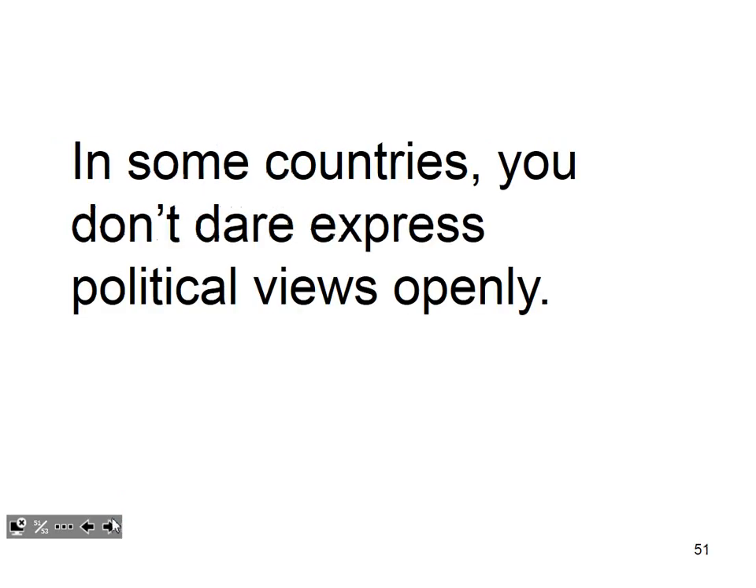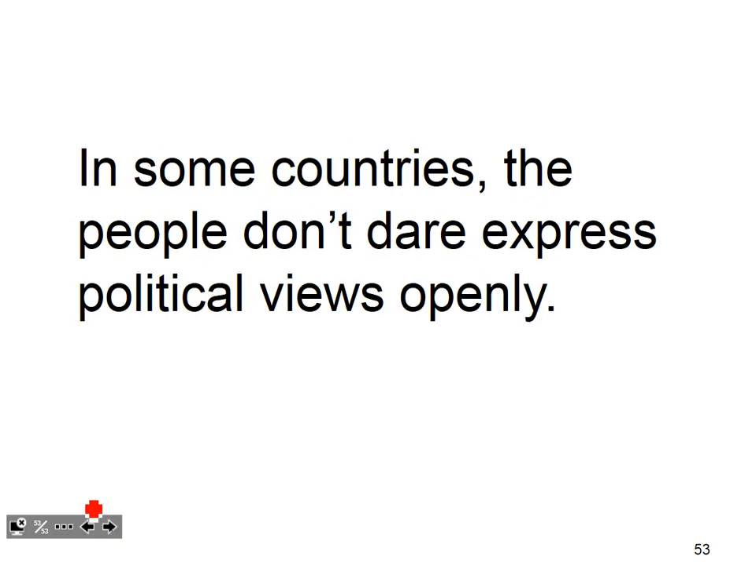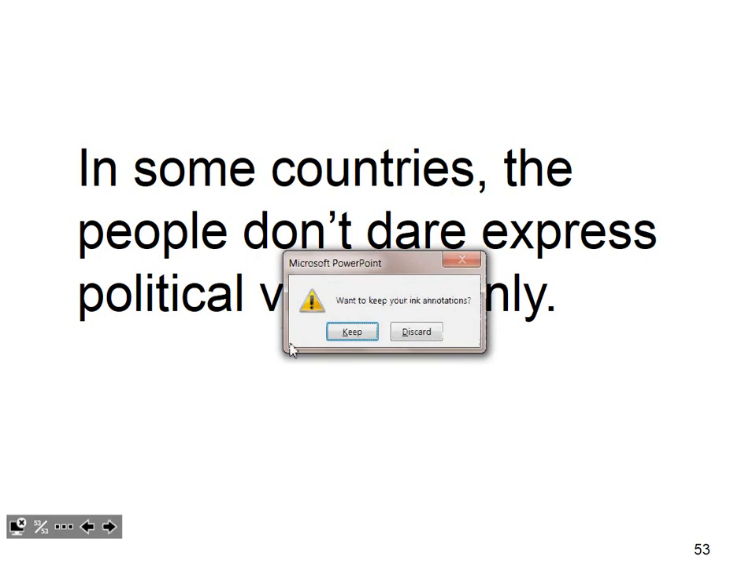And the last example of indefinite reference, in some countries, you don't dare express political views openly. So this word you is unnecessary. And to make it clear for the sentence, you can rewrite the sentence to read, in some countries, the people don't dare express political views openly. And that's the correct revision for indefinite reference. So these are the four reference problems that make sentences unclear.